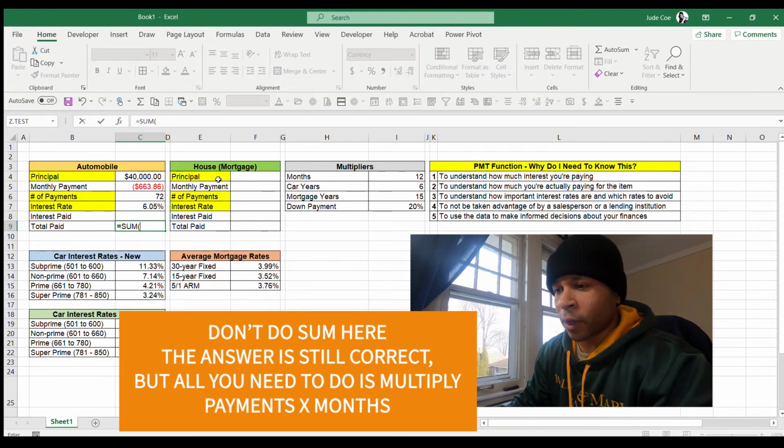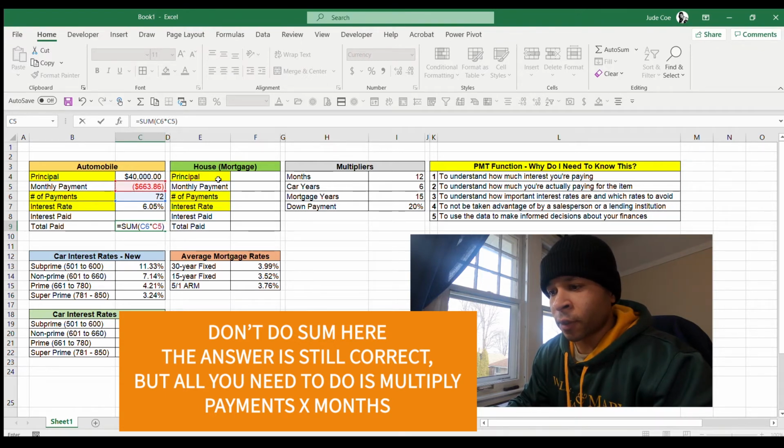And so what that is, 72, because these are our number of payments, multiplied by, the asterisk, so shift plus 8 to get the asterisk, the payment, because you're paying $663 72 times over the life of the loan. And that's if you make your payment every single month and you don't pay extra. So we have that. You press the parentheses to put it into place, and then you press enter.